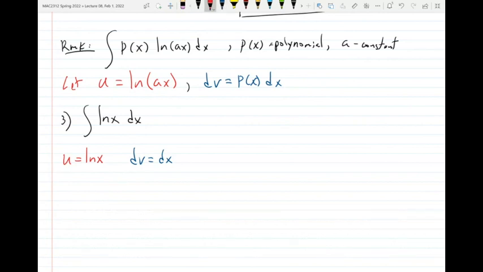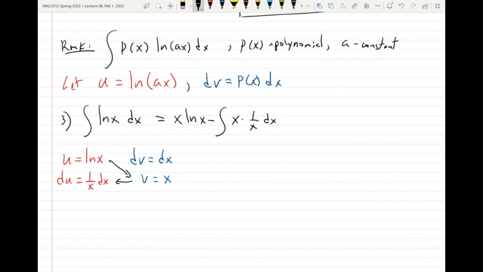Sometimes you may want to do this. So then du is 1 over x dx. And what is v? Good, x. Now we use the formula uv, so that's x ln of x, minus the integral of v du. You okay with this? All right. So now the x's cancel out. So let me put the formula here. uv minus the integral of v du.